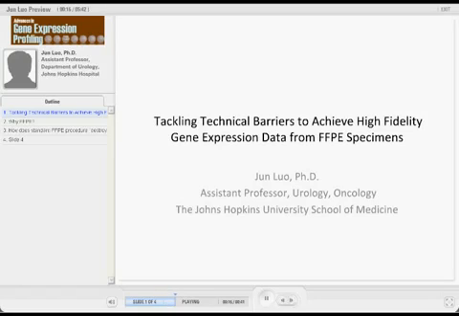I would characterize myself as a prostate cancer researcher with a focus on genomics. So what I'm going to talk about is pretty much in the context of prostate cancer research. Whether the findings are going to apply in other contexts, I'm really not sure.